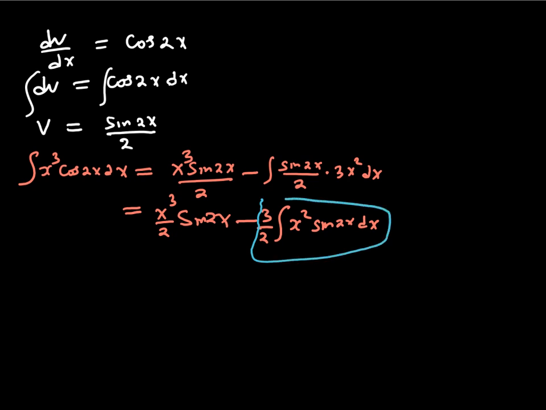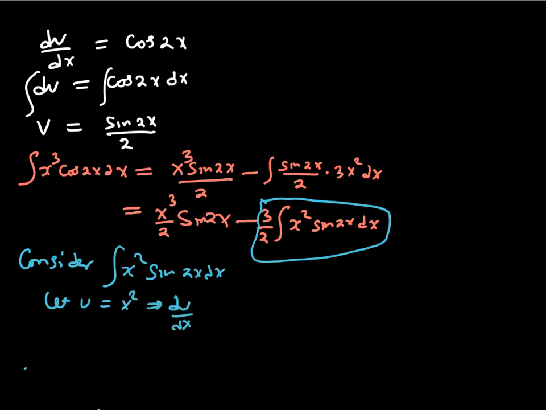Now this part, why do we call this integration by parts? This part is going to be considered as another integral by parts, where you have to use a product to integrate it. So we consider the integral of x squared sine of 2x dx, and let u equal x squared, meaning that du by dx is equal to 2x. Then dv by dx is the sine of 2x. So what does it mean? Then v is the integral of sine 2x dx.